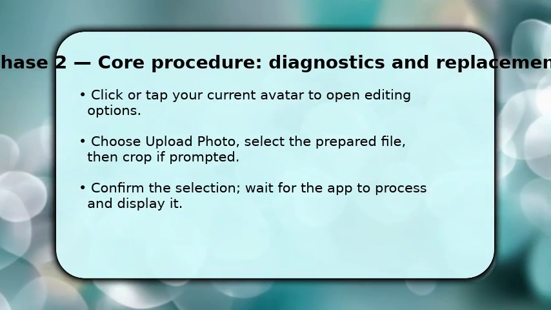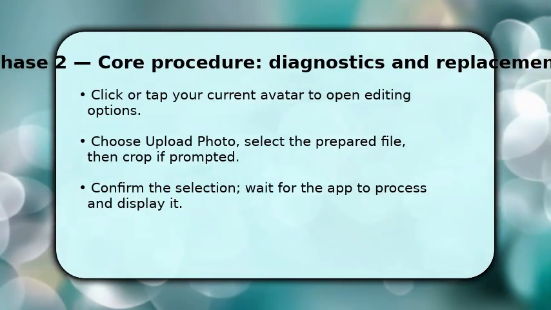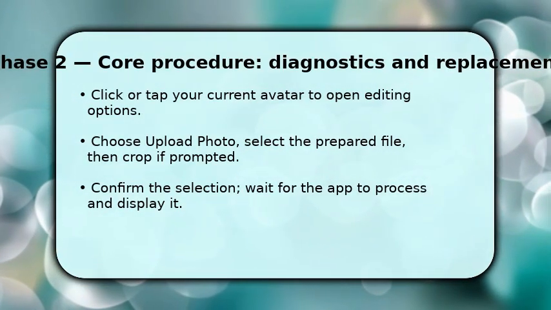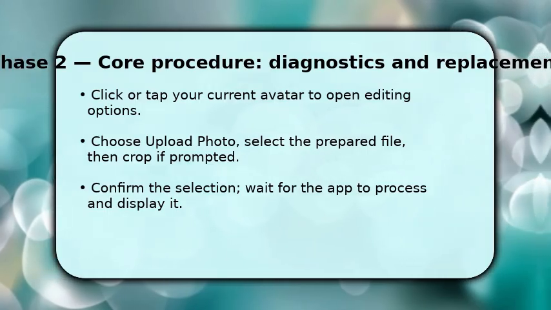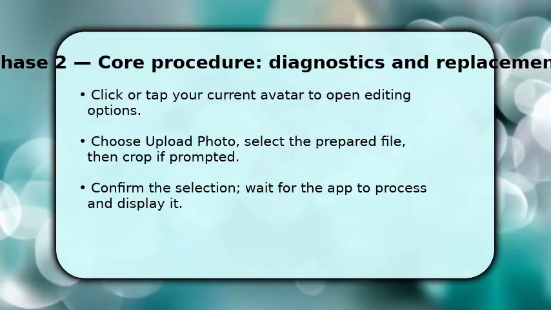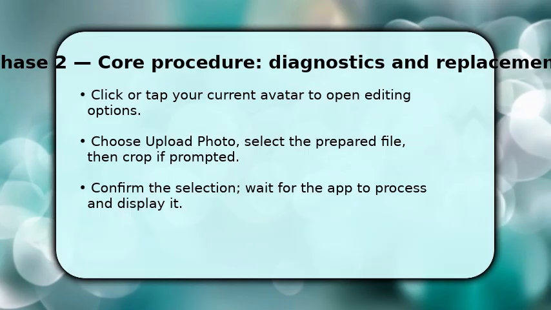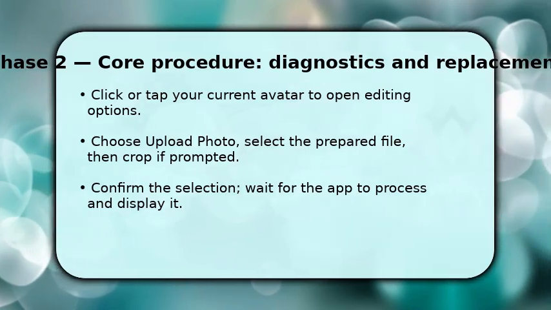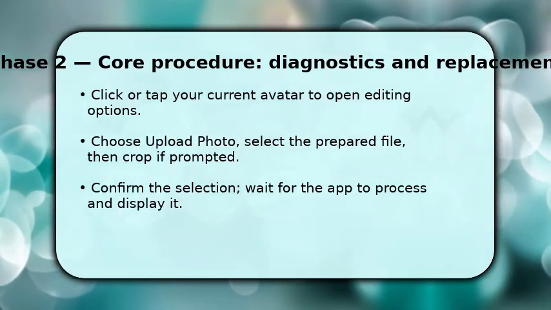You'll now actually change the picture. Click or tap the current avatar, then choose Upload Photo. On desktop, a file picker opens. On mobile, grant access to your photos and select the prepared image. Crop strategically so important parts remain centered, because Spotify often displays your photo in a circular frame.